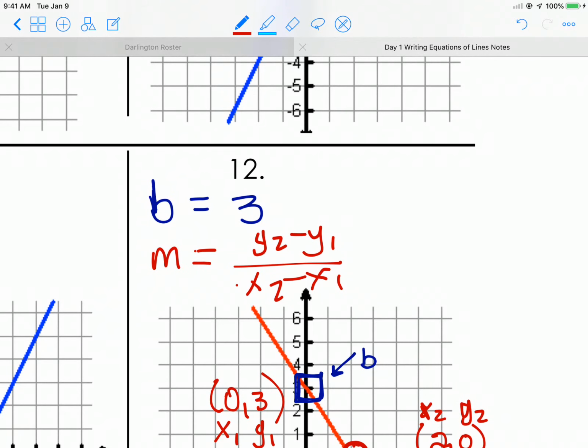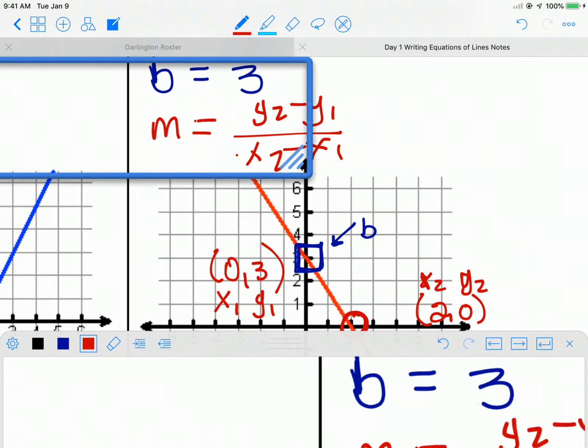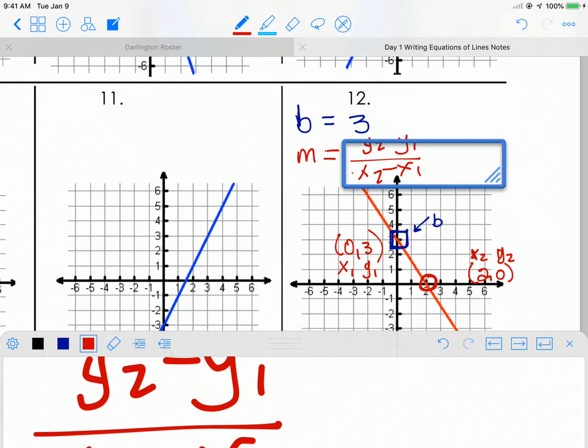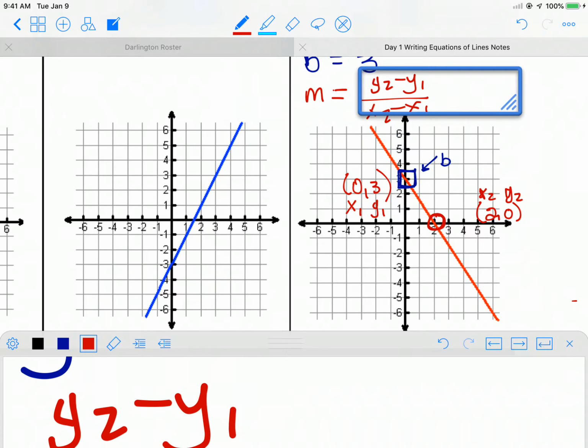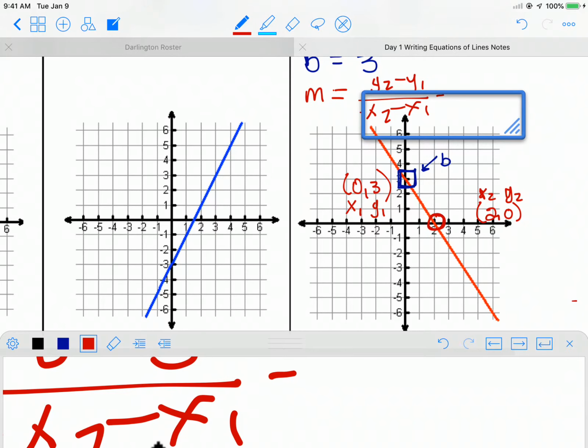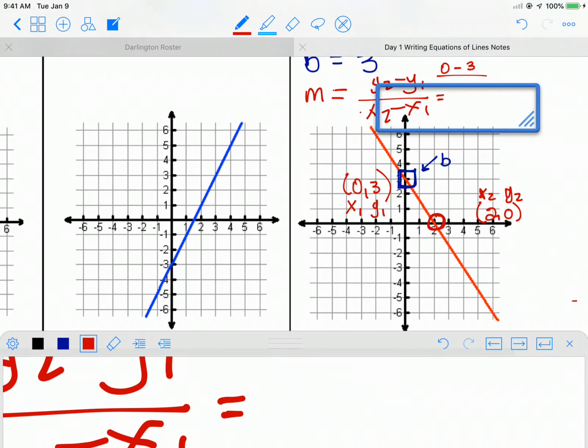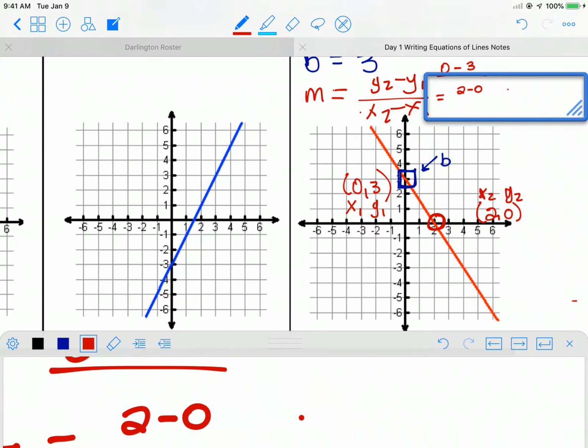Okay, we plug in our numbers that we found, because we're rock stars, and that's what we do. So y2 is 0 minus 3 over 2 minus 0. And of course, my slope is negative 3 halves.